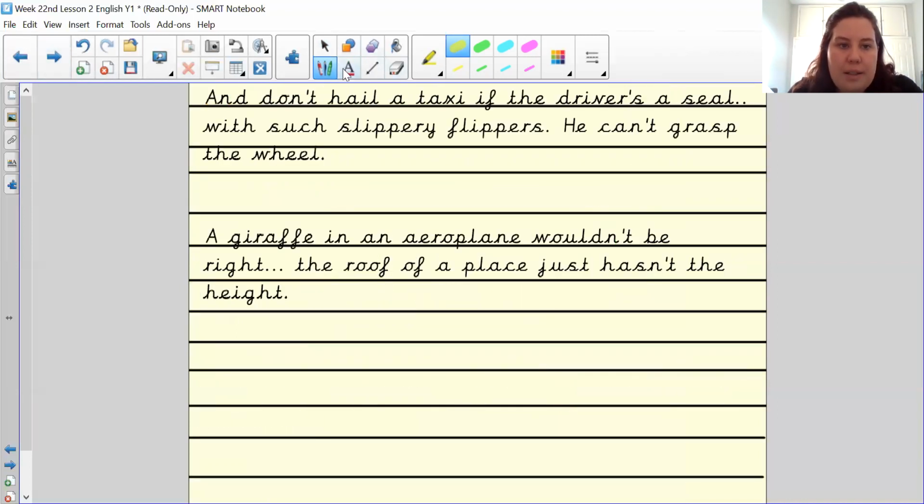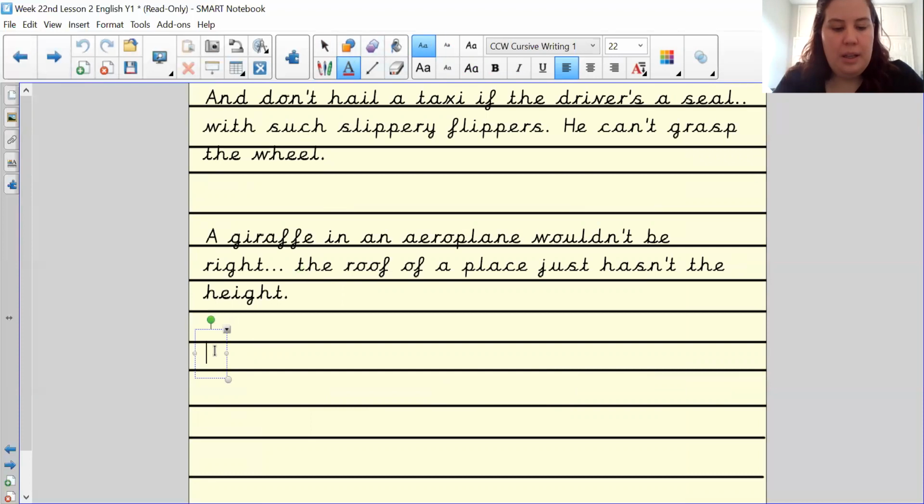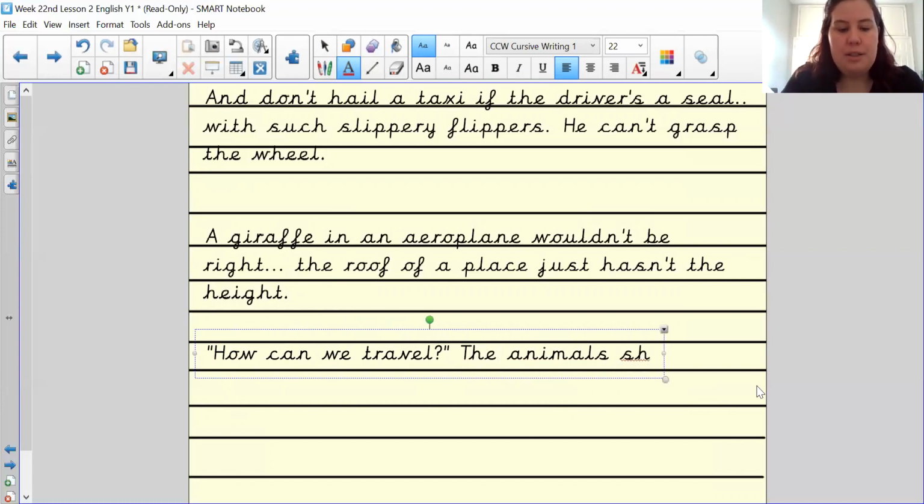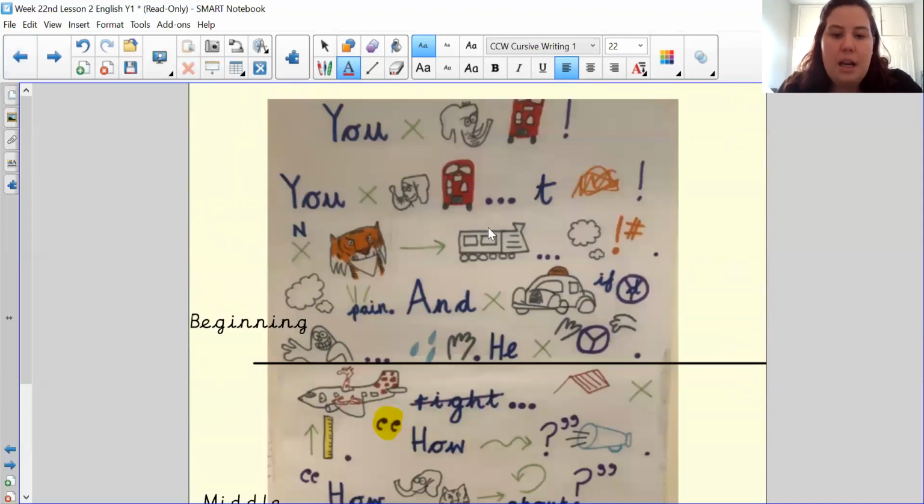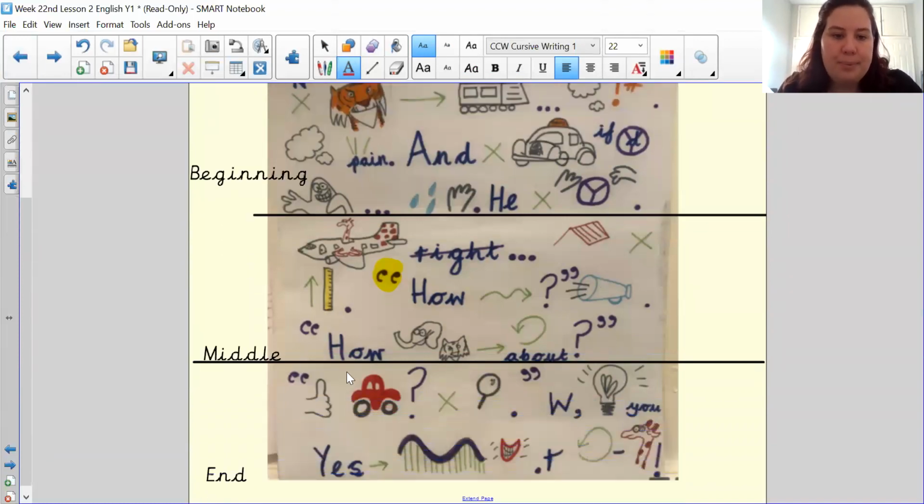So let's write that first. So I'm going to use my speech marks and my capital letter. How can we travel? There we go. And then I'm going to put a question mark because I'm asking a question from the animals. And I'm going to close my speech marks. I'm then going to begin with a capital letter because I've used a question mark, which represents another form of finishing my sentence. The animals shouted. Full stop.